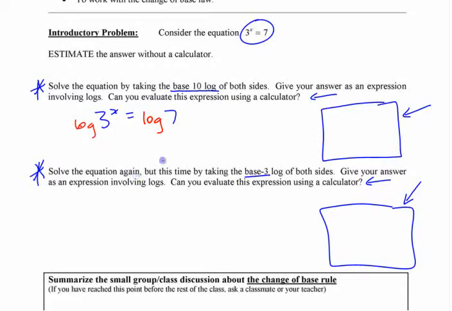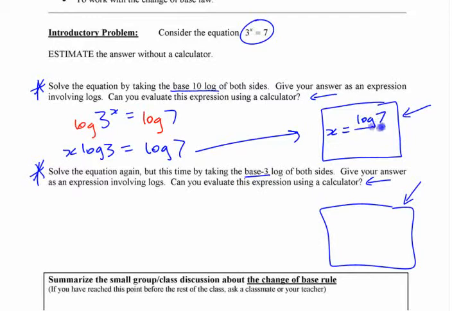If you take the base 10 logarithm of each side, you get x log 3 equals log 7. And then if you solve that, you're going to get x is equal to log 7 over log 3. Okay?